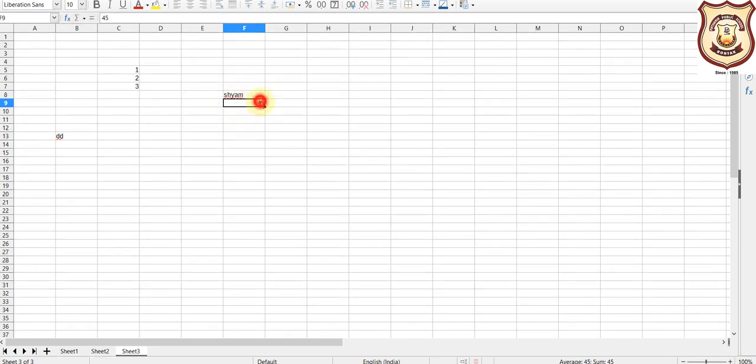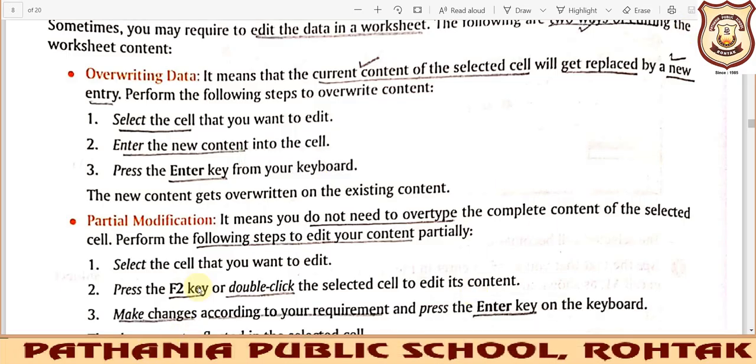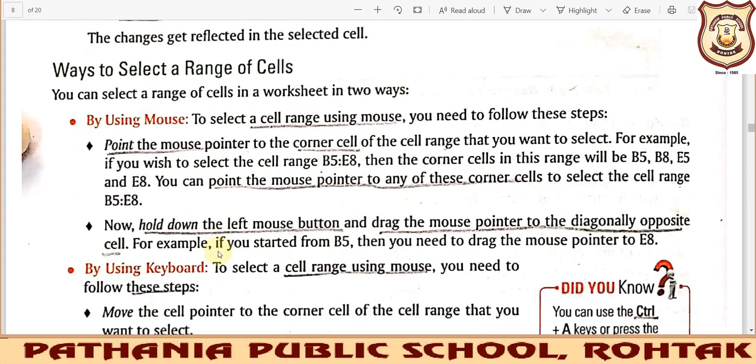And if I want to do modification, I can click it like this, and when I click like this, it will allow me to write. See, if I want to write or delete something in it, I can do it. Whatever I want to add on, it will accept it. So either you can completely override it or you can do modification in it. Fine, I hope it is clear to you. So overwriting data and partial modification, you have seen here.